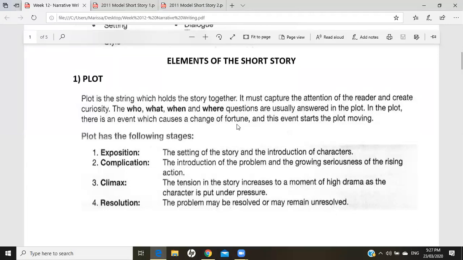What do you think the last line means? In the plot, there is an event which causes a change of fortune, and this event starts the plot moving.